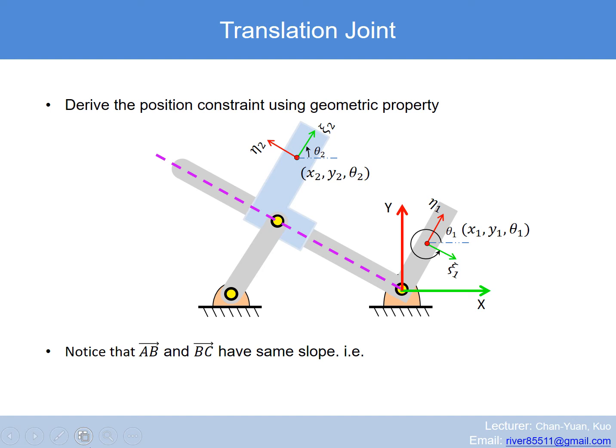In order to derive the position constraint for the translational joint, we have defined 3 points that are on the translational axis, which are point A, a point on rigid body 1, and point B and C, 2 points on rigid body 2. Since these 3 points will always be on the translational axis, we can then rely on this geometric property to derive the position constraint equation shown here.